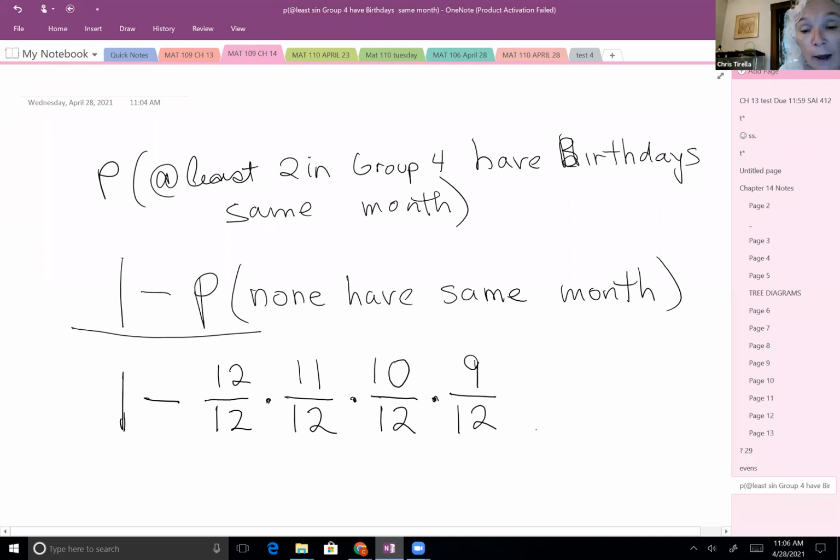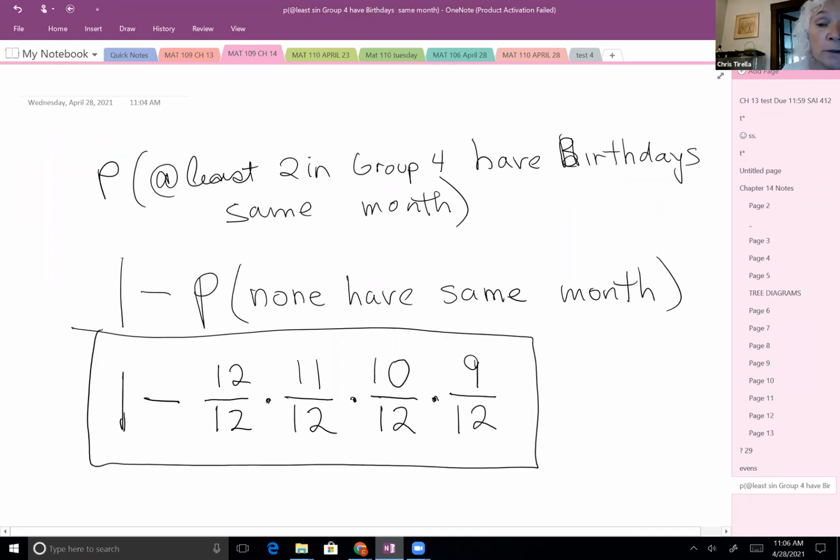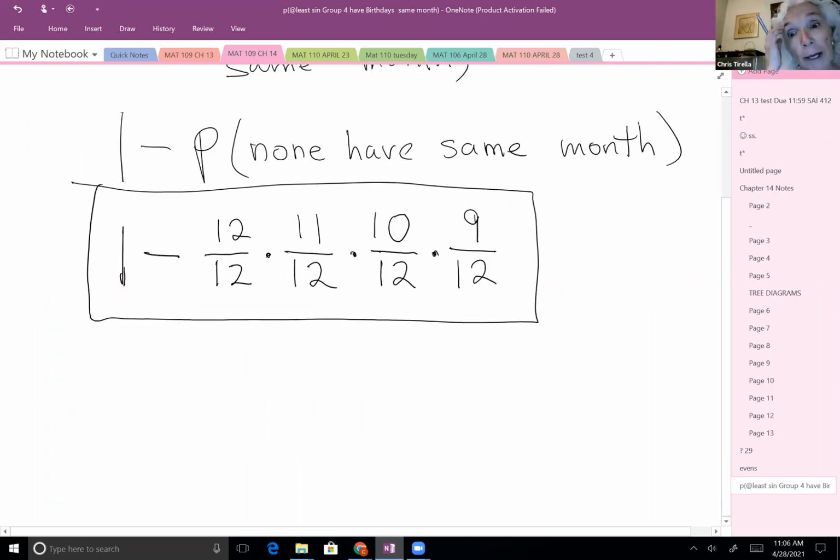And I am perfectly fine if you just write this expression. If you want to, you can go through and multiply it out, but I'm fine if you just leave your answer here. That's what I'm looking for, the reasoning of the problem. Does that make sense? Yes. So what I'm looking for there is the idea that it's the complement of each of them having a different birth month, and to find the probability of each of them having a different birth month, you're going to find that probability for each individual person and then multiply. Okay, better? Thank you. You're welcome.